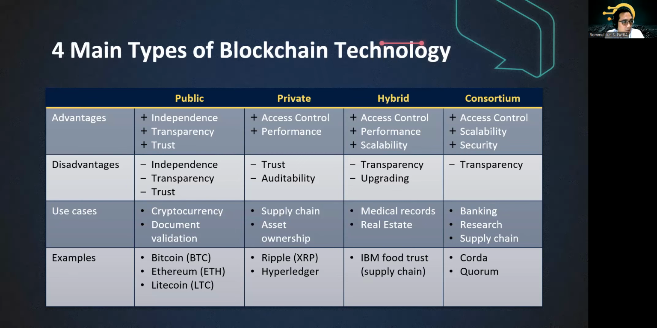The use cases for public are, of course, cryptocurrency, money transfer, and document validation, because everybody can be sure that the documents available in the blockchain are actually owned by somebody. So the examples of this are, of course, Bitcoin, Ethereum, and then Litecoin. As for the others, we have Ripple, Hyperledger, IBM, and Corda.